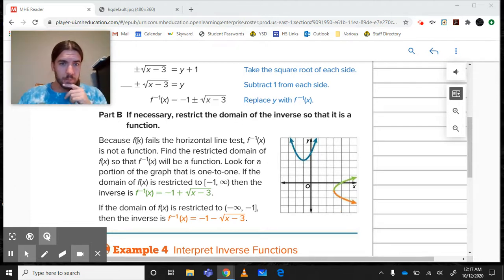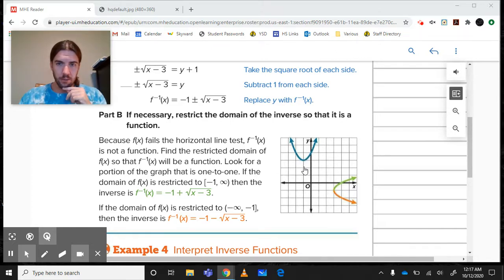Okay, so because it fails the horizontal line test, f inverse of x is not a function. This guy is not a function over here. Find the restricted domain of f of x so that f inverse of x will be a function. Okay, look for a portion of the graph that's 1 to 1. If the domain of f of x is restricted to everything between -1 to infinity, we're talking about x values here.